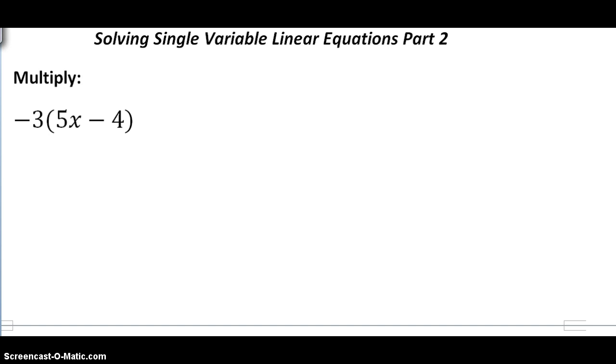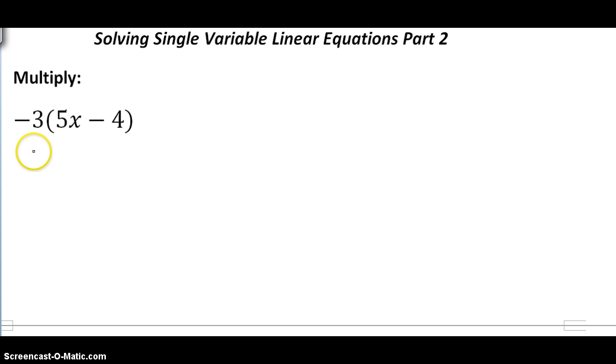We're solving single variable linear equations. This is the second half of the lesson. We are going to be dealing with more complex single variable linear equations in this lesson. You may notice that the word equation implies an equal sign, and this does not have an equal sign here. This is not an equation, folks.